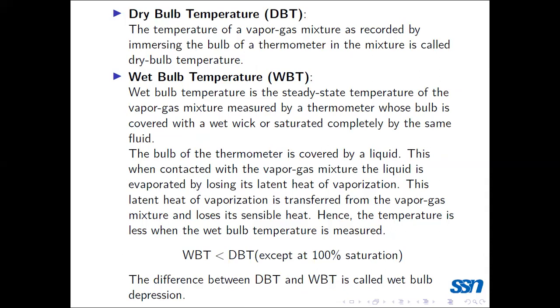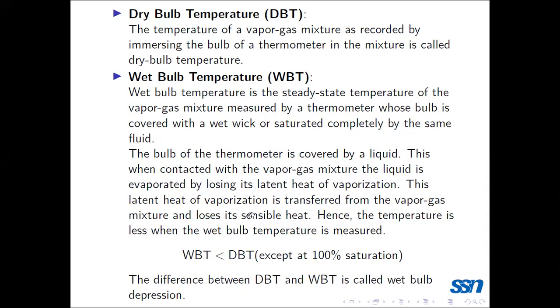When estimating the performance of your cooling tower, we'll normally have a wet bulb thermometer, and we can estimate how much cooling is possible in the weather conditions. Because if the difference between dry bulb and wet bulb is very appreciable, then we can expect a lot of cooling to happen. Otherwise, this cooling tower will perform better in summer season, whereas in winter, the cooling effected by this cooling tower is not appreciable.